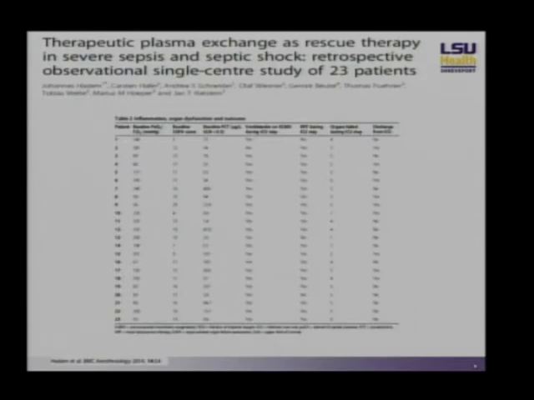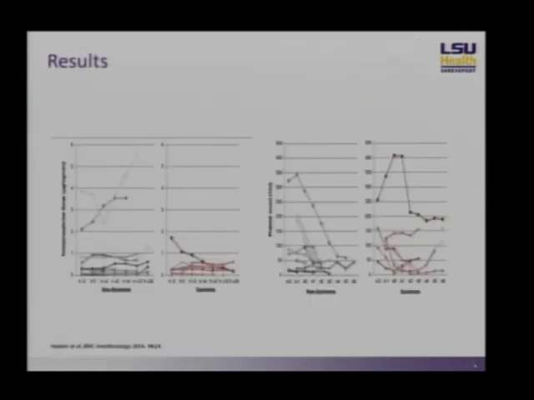Another thing that we do a lot of is therapeutic plasma exchange, TPE, in our sepsis patients. The biggest study to date only has 23 patients, guys. We've got to get our data. We have over 350 patients that we've done TPE on, and it's shown that we are able to drop our norepi requirements with TPE.